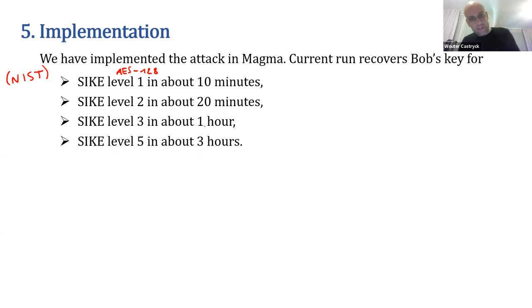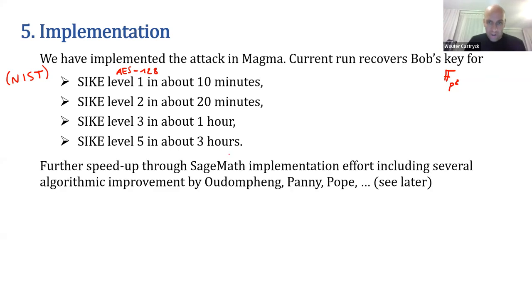The initial timings were about a factor 6 slower than this, but Magma, in response to this attack, improved the arithmetic in quadratic finite fields. They made an update with improved arithmetic over F_p squared, and this reduced the timings to these timings. But in a parallel effort in the open source package SageMath, I think the initiative was mainly by Giacomo Pope and then Rémy Oudompheng, Lorenz Panny, and I'm probably forgetting others, they re-implemented this attack in SageMath.